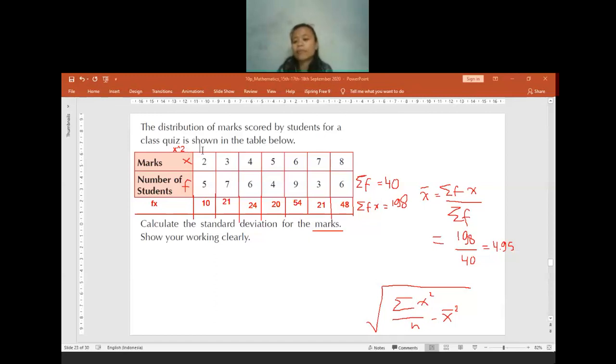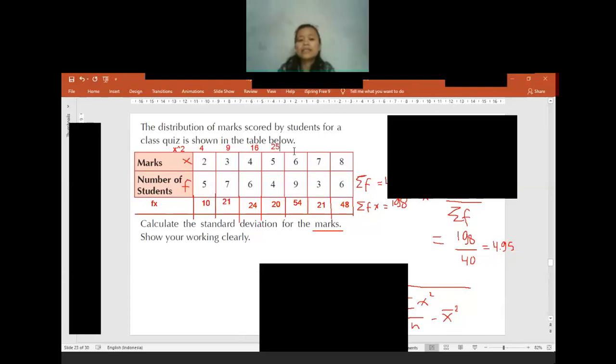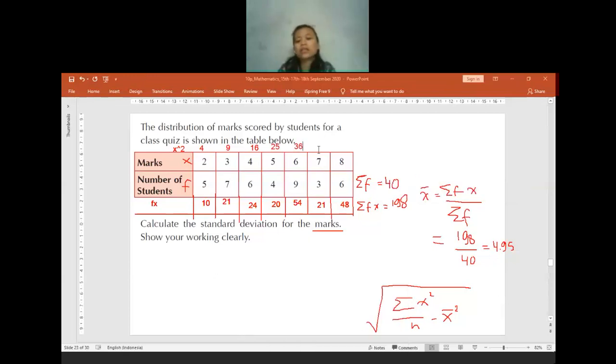If the x is 2, the x square will be how many? 4. Yeah, it will be 4, and then continue. 9. Okay, continue. 16. Continue. 5 square is 25. 6 square is 36. 7 square is 49. 8 square is 64. Before I continue, is there anyone who has any confusion about finding the x square?